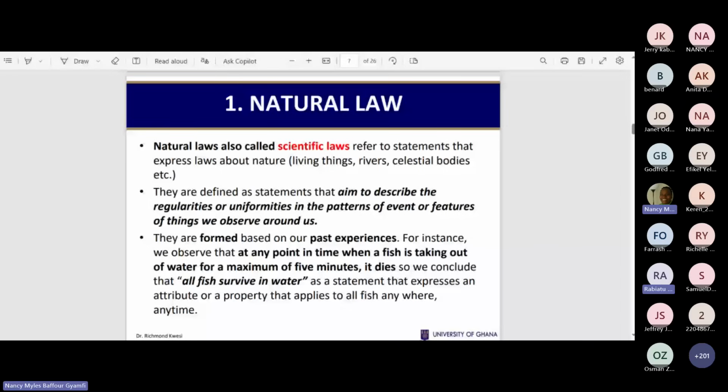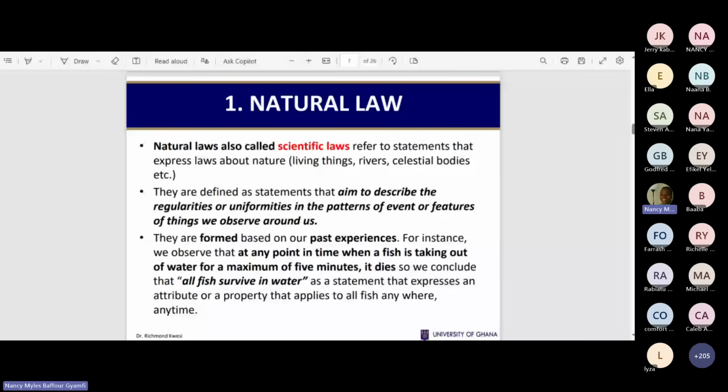Natural laws, also called scientific laws, are statements that express laws about nature, that is, living things, rivers, celestial bodies, etc. They are defined as statements that aim to describe the regularities or uniformities in the pattern of events or features of things we observe around us. They are formed based on our past experiences. For instance, we observe that at a given time, when a fish is taken out of water for a maximum of 5 minutes, it dies. So we conclude that all fishes survive in water, as a statement that expresses an attribute or a property that applies to all fish anywhere, anytime.